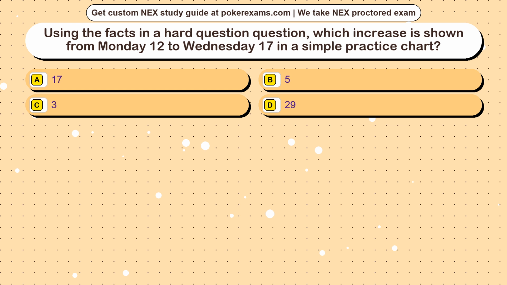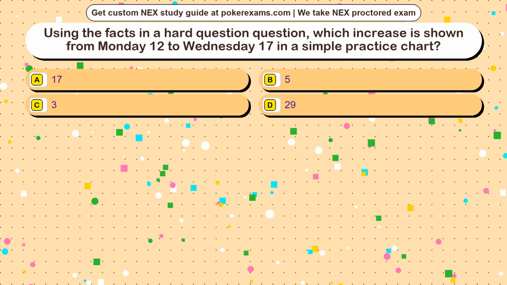Question 16. Using the facts in a hard question, which increase is shown from Monday 12 to Wednesday 17 in a simple practice chart? Option A, 17. Option B, 5. Option C, 3. Option D, 29.